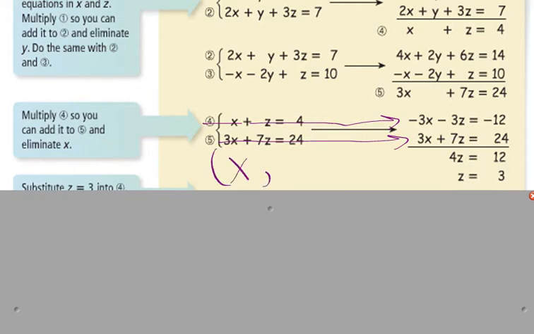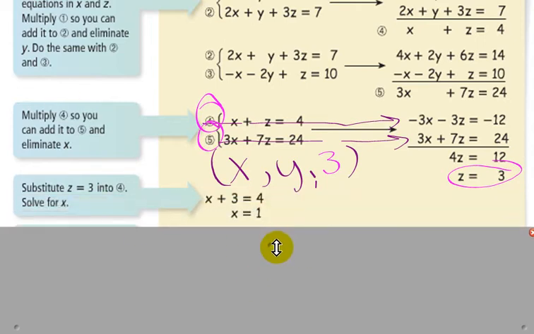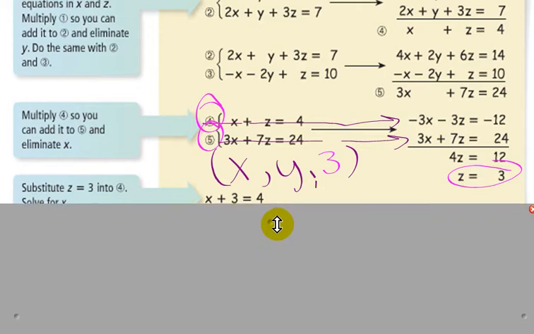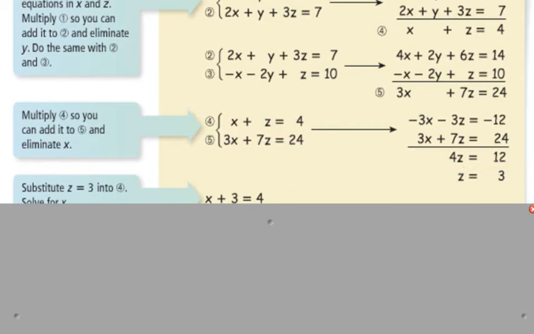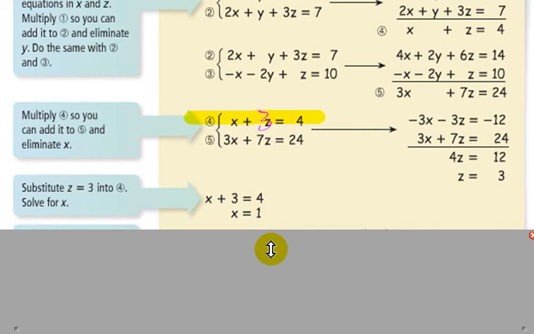Because what am I looking for? A point out in space, x, y, z. Well, I've got the z coordinate for that, and that is 3. Now that I have one variable, I can plug my z back into either equation 4 or 5 and get my x. So let's do that. We're going to pick this equation, plug in 3 for z, and what do we get? You get that x is equal to 1.